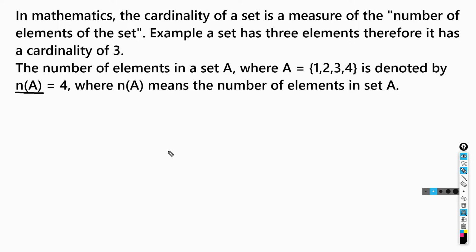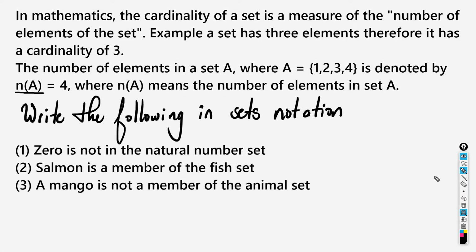Since we defined what elements are, what elements are not in a set, and the number of elements in a set, I think we can do some examples now. You know I love to do 3 examples. So let's look at these 3 examples. It says write the following in set notation. The first one says 0 is not in the natural number set. So how do we write this, guys? We'd write it this way: 0 is not an element of the natural number set. And remember, you write the natural number set like this. That would be the answer for number 1.